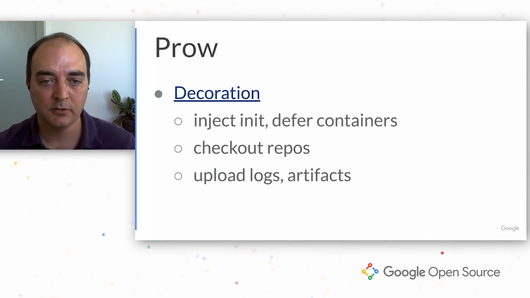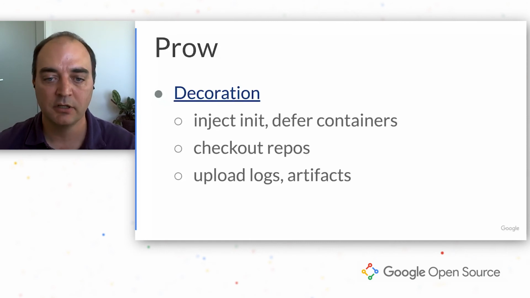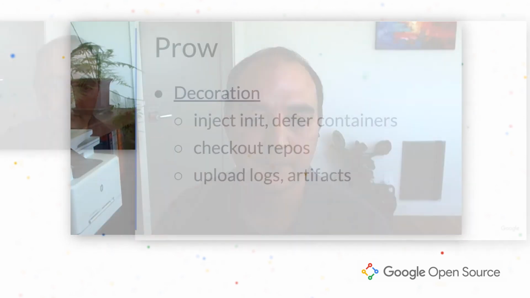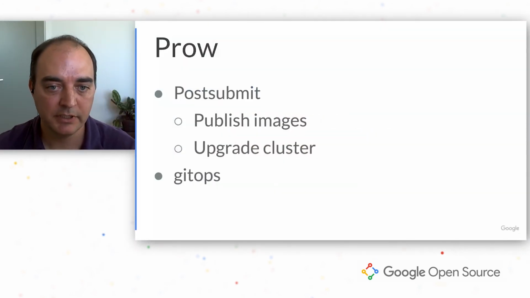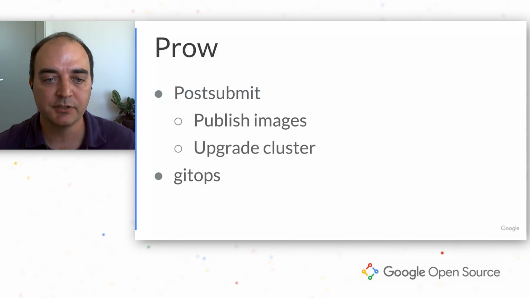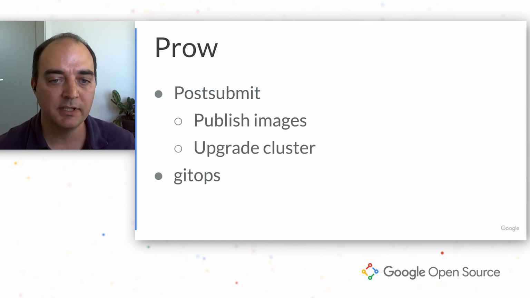And then it'll also upload the metadata about when it started and when it finished, and it includes an artifact volume where you can copy all of your JUnit XML files into. And Prow will make sure, in the defer container, to copy all those up to GCS.